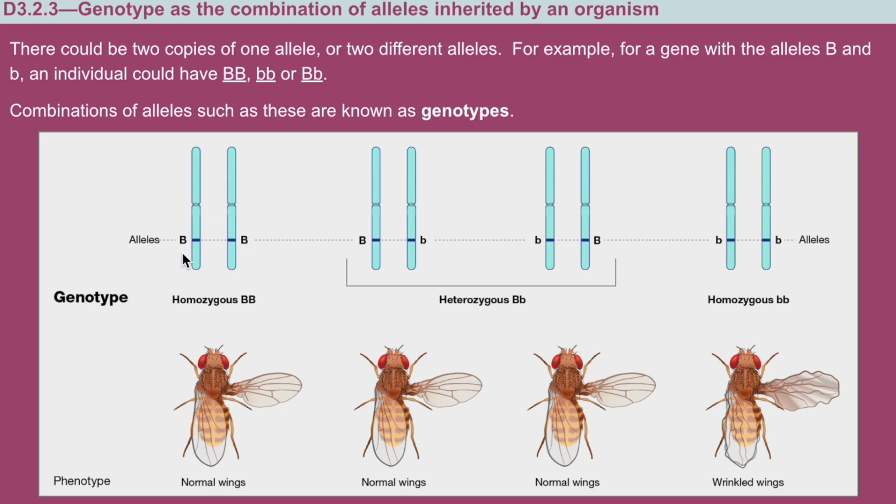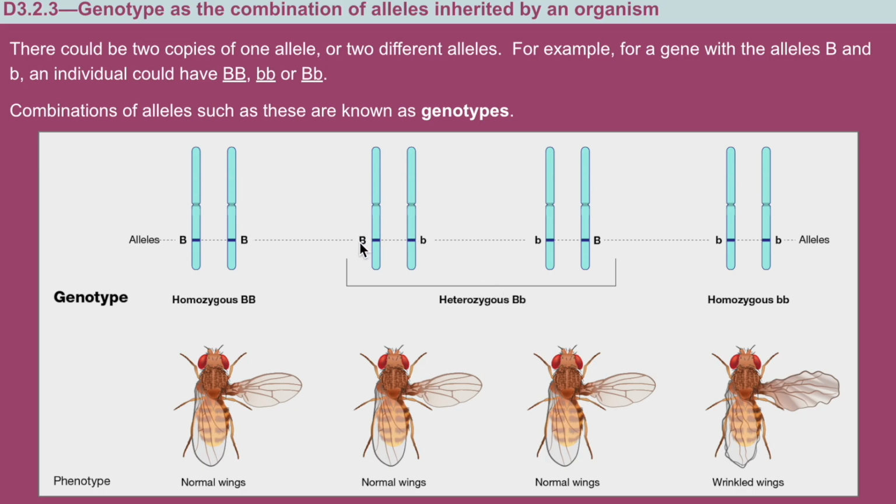If we, for example, had 2 big B alleles, so these would be the dominant form indicated by the capital letter, okay, this would code for normal wings. This would be one gene from mom, one gene from dad, but the same allele at this location for the wings. If you have a big B and a little b, a dominant allele from one parent and then a recessive from another, that would be considered heterozygous. Hetero means different, homo means the same.